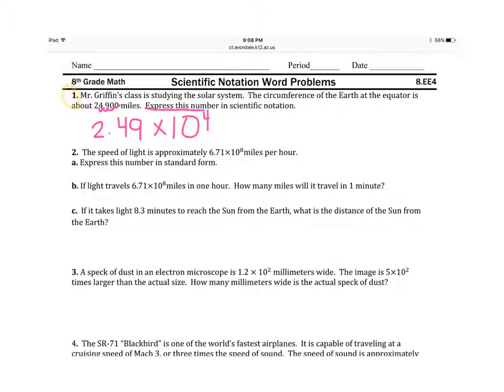All right, skip 2A. Let's look at 2B. If light travels 6.71 times 10 to the 8 miles in 1 hour, how many miles will it travel in 1 minute? We have to know two things. What operation are we going to use, but then also how many minutes are in an hour. There's 60 minutes in an hour. So this is going to be a division problem.